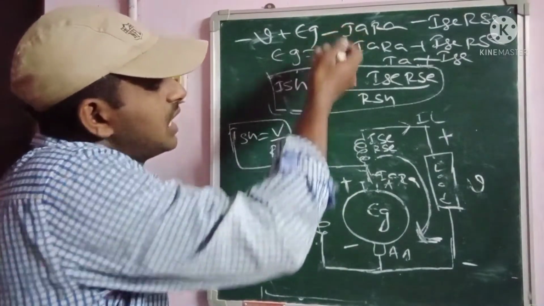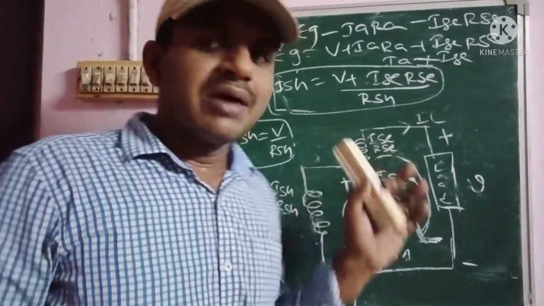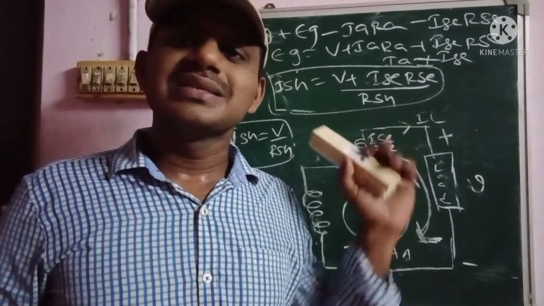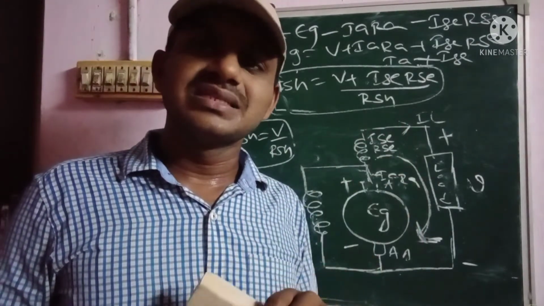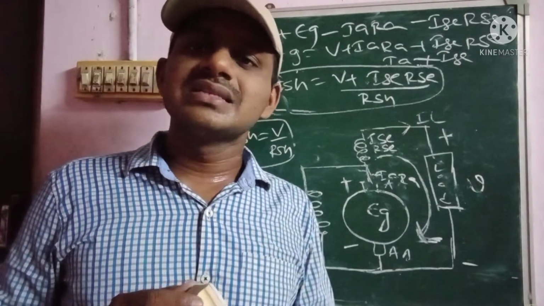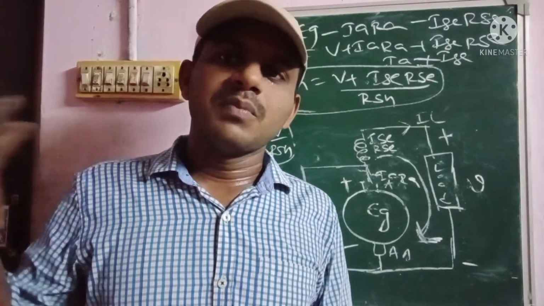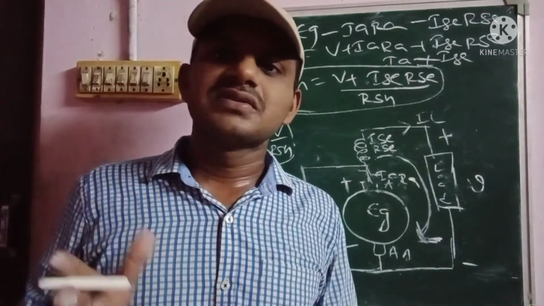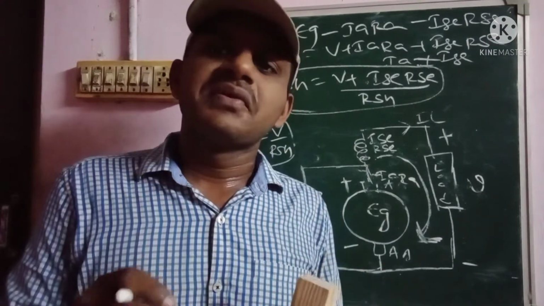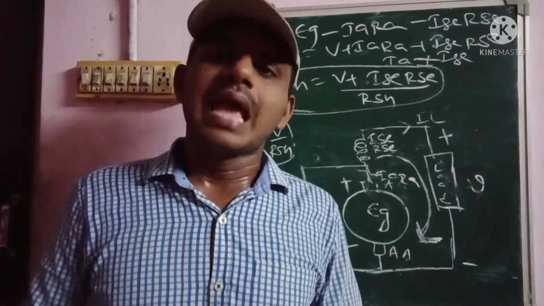So the EMF equation and the current equation for the short shunt are like this. These are all the EMF equations for today's class, friends. Coming to the other one, the separately excited DC generator, it is not used for any industrial or domestic purpose or different types of loads. Also, we can't calculate the EMF equation in case of the separately excited DC generator.